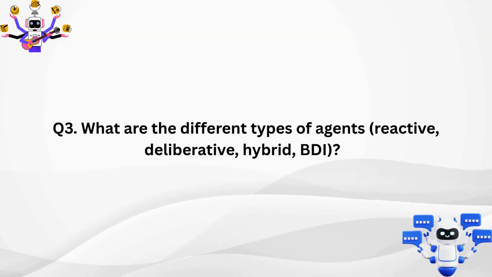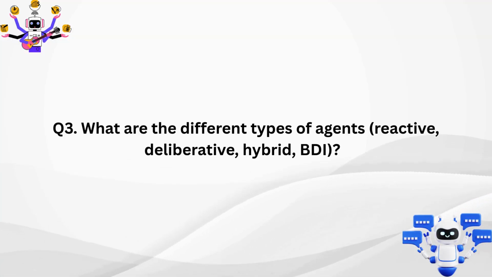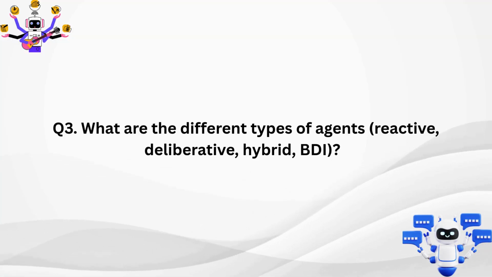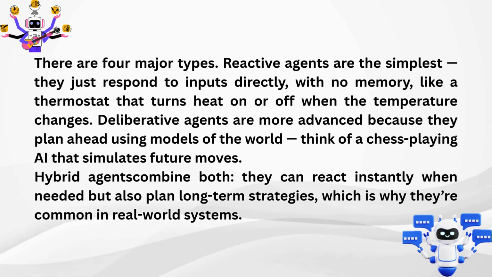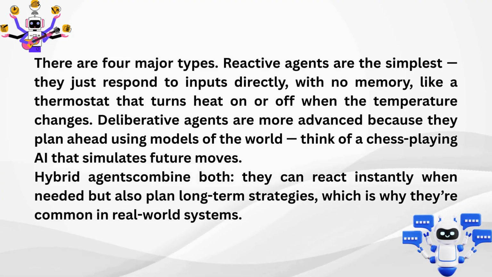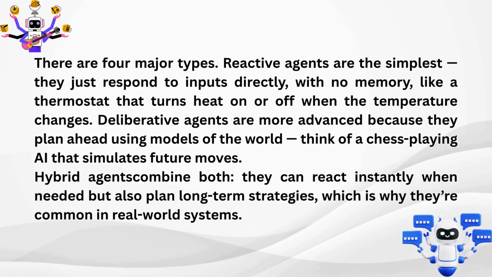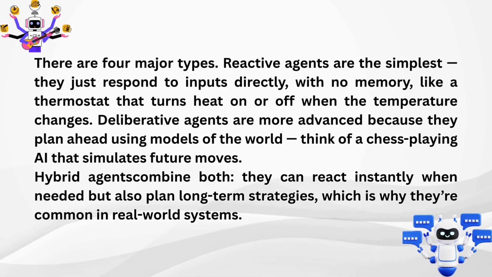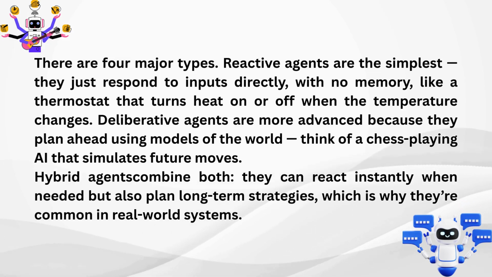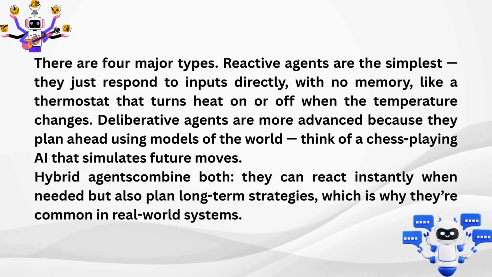What are the different types of agents? Reactive, deliberative, hybrid, BDI. There are four major types. Reactive agents are the simplest. They just respond to inputs directly, with no memory, like a thermostat that turns heat on or off when the temperature changes. Deliberative agents are more advanced because they plan ahead using models of the world. Think of a chess-playing AI that simulates future moves.